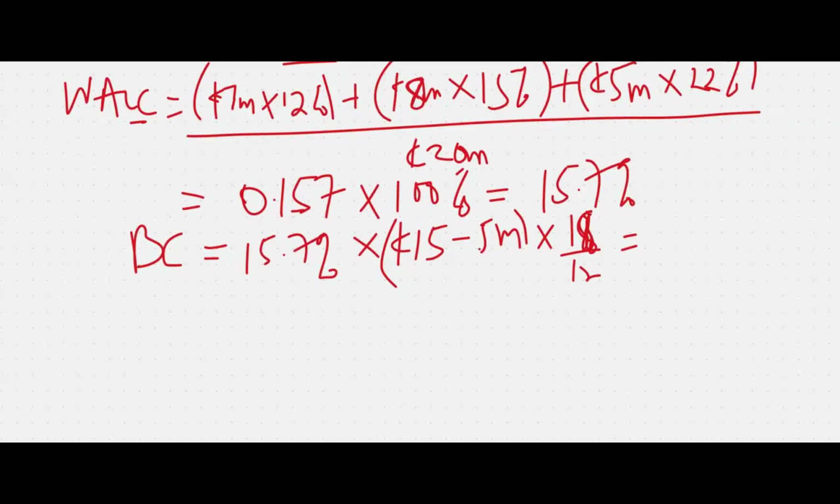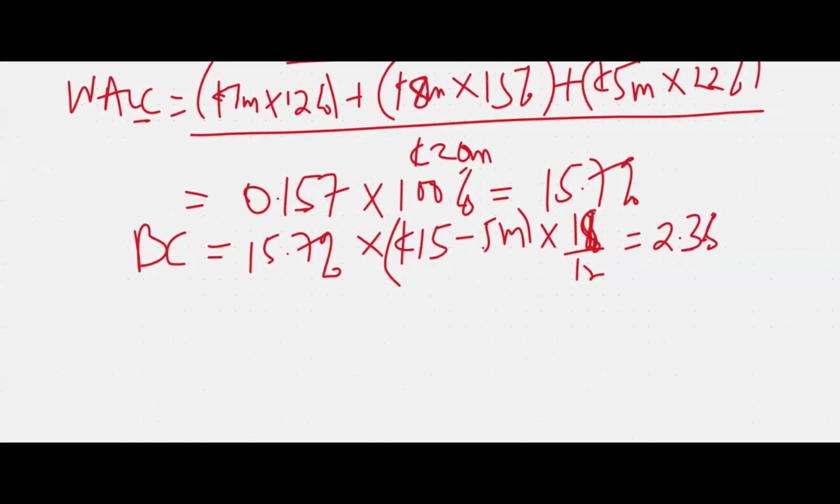What is 2.355? 2.355. So 2.355 million. Good. Then we can say, or another method, we can go by the entire 15 million. We should be getting the same figures.